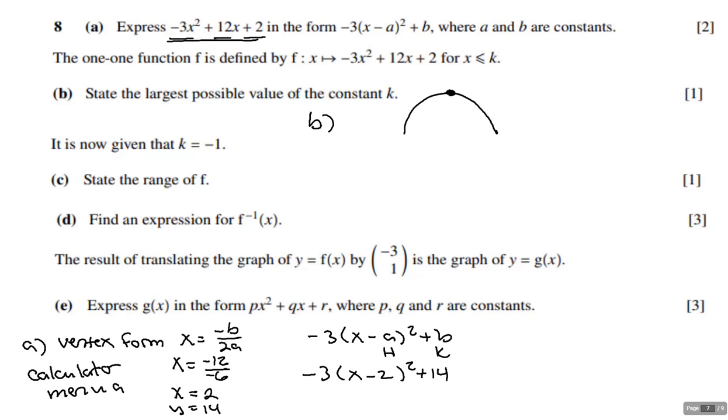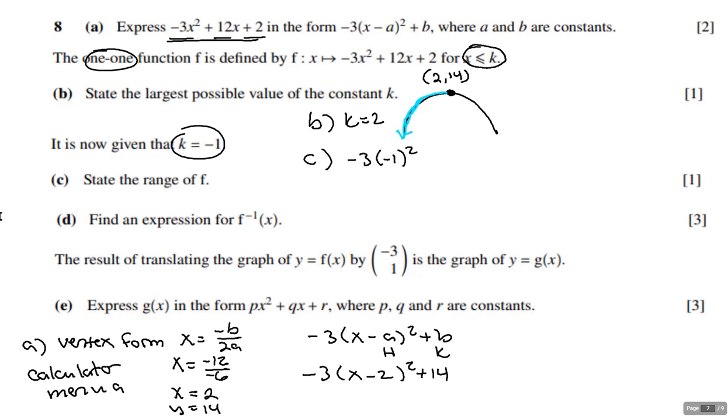Now in B, they tell me this is a one-to-one function and that my domain is everything less than k. Well, if that's the case, that means I must be using just this left-hand side, and so that means the biggest possible thing that k could be would be a 2. Now it says that k is not equal to 2, it says it's equal to -1, so when I substitute a -1 in, I find out that the y value is 13. That is my new maximum. Instead of 14, now it's 13, so that means my range is going to be less than or equal to 13. That's right.